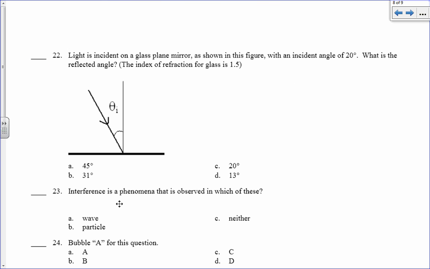Light is incident on a glass plane mirror. Incident angle is 20 degrees. I want to know what is the reflected angle. It's just exactly the same, 20 degrees. So the answer for 22 is C. Interference is a phenomenon that's viewed only in waves, and this is version A.